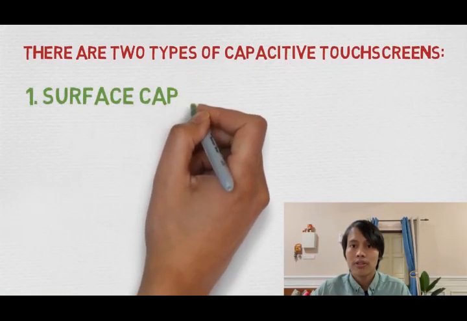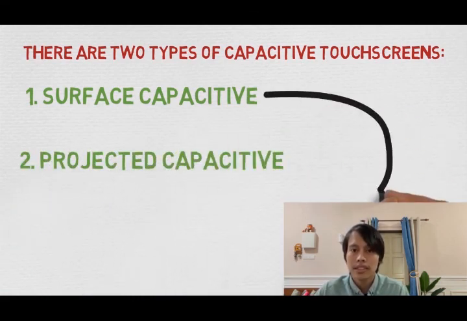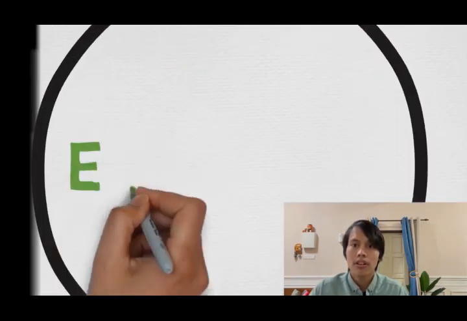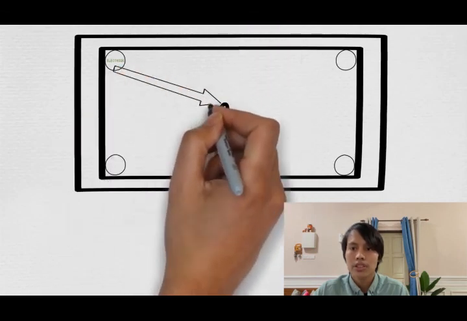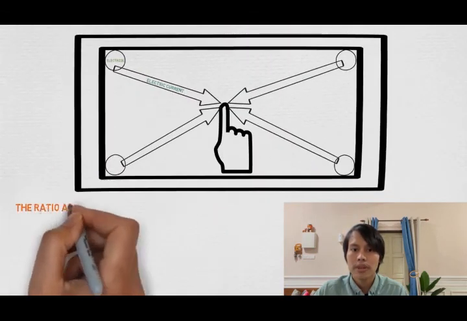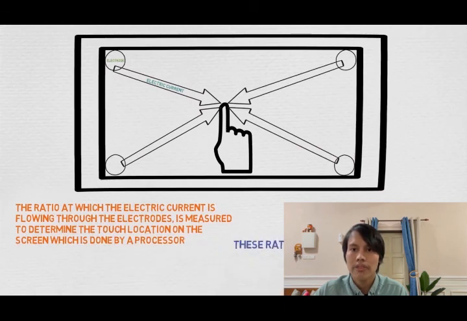There are two types of capacitive touchscreen. First is surface capacitive, second is projected capacitive. When the screen is touched, electrical current will flow through the finger from all four electrodes. The ratio of electric current flowing is measured to detect the touch location by the processor, and this ratio is calculated by a sensor attached to every electrode.